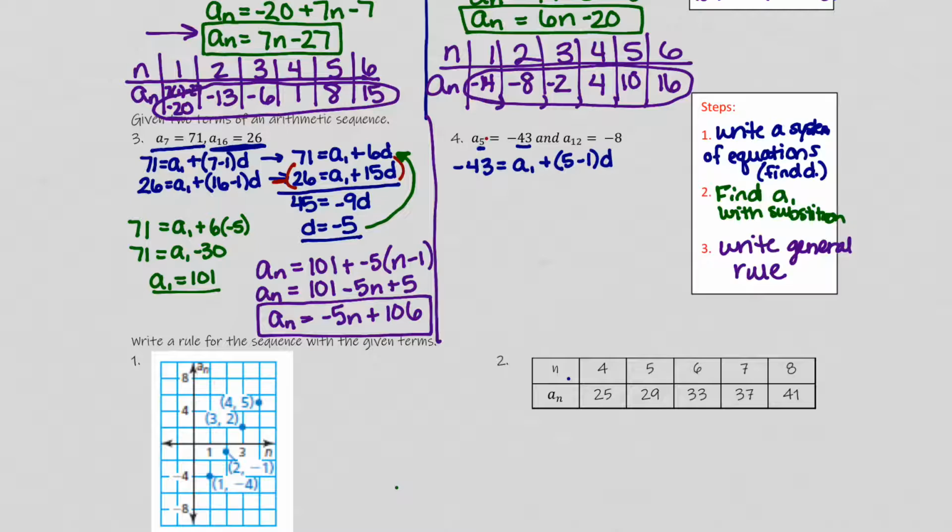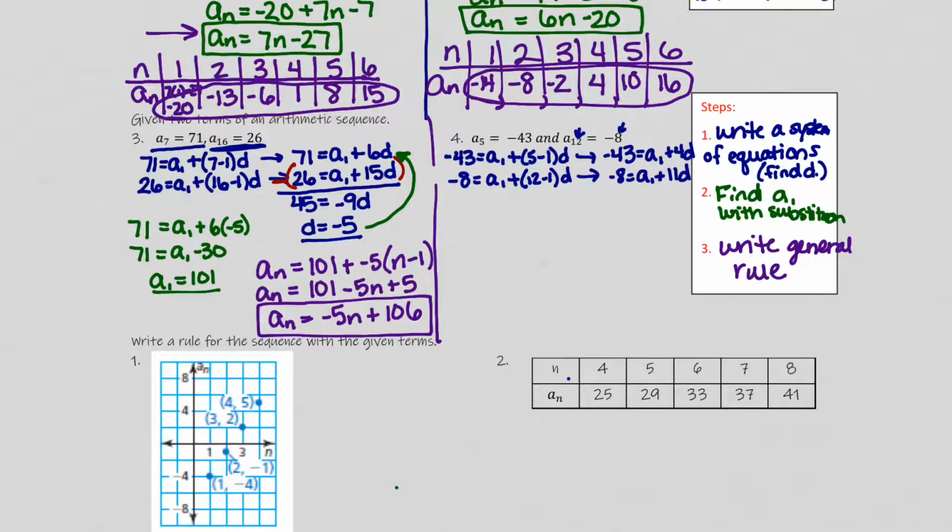I'm going to erase that just so I can write a little smaller here. I get negative 43 equals A1 plus 5 minus 1 D. Okay, that becomes negative 43 equals A1 plus 4D. The next one is when N is 12, AN is negative 8. So negative 8 equals A1 plus 12 minus 1 D, and that turns out to be negative 8 equals A1 plus 11D.